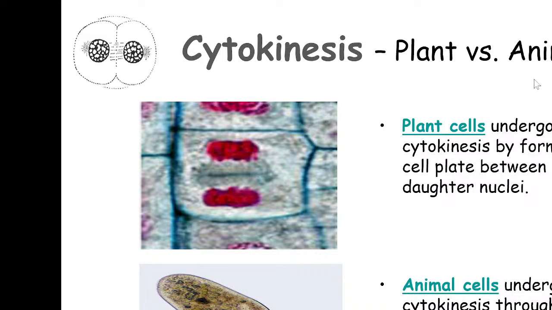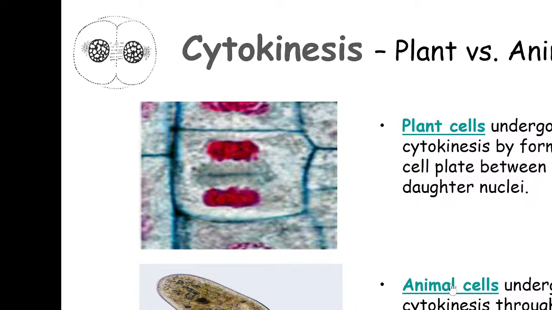So, cytokinesis, plant versus animal cell. Plant cells undergo cytokinesis by forming a cell plate between the two daughter cells. This is the cell plate. These are the separated chromosomes, surrounded by the nucleus, and the mid plate separates these two nuclei into separate cells.